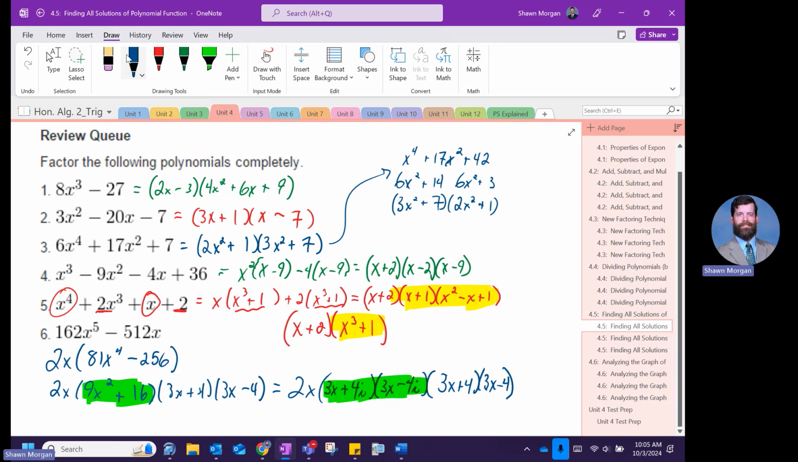This was, Christian, this was degree what? Degree 5. And we wrote it as a product of 1, 2, 3, 4, 5 linear factors. So if this had been set equal to 0, if it had been 162x to the 5th minus 512x equals 0, we would have how many answers? 5. What would those answers be, Henry Heil? Run through the list.